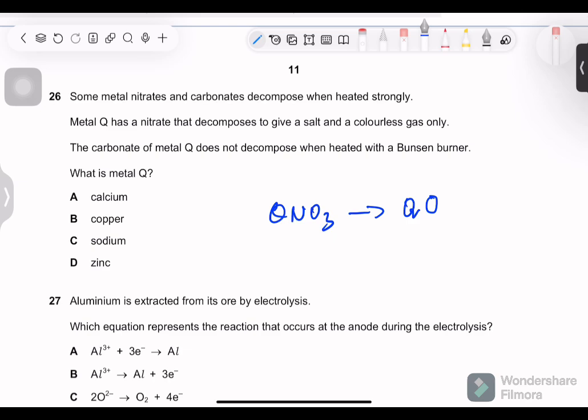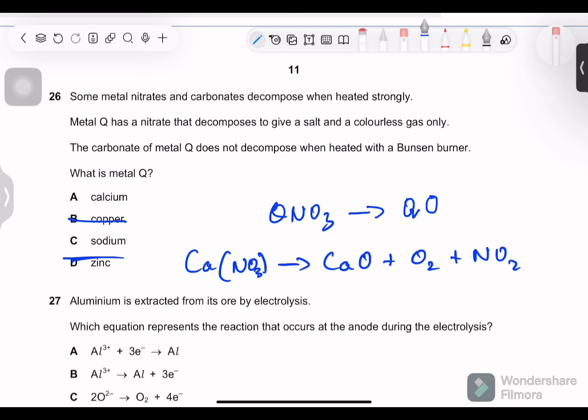So it cannot be copper. It cannot be copper or zinc for that matter. Now, if it is calcium nitrate, it decomposes to form calcium oxide plus oxygen plus NO2. So, how does this fit in? As we know, nitrogen dioxide is a brown gas. So this is not correct.